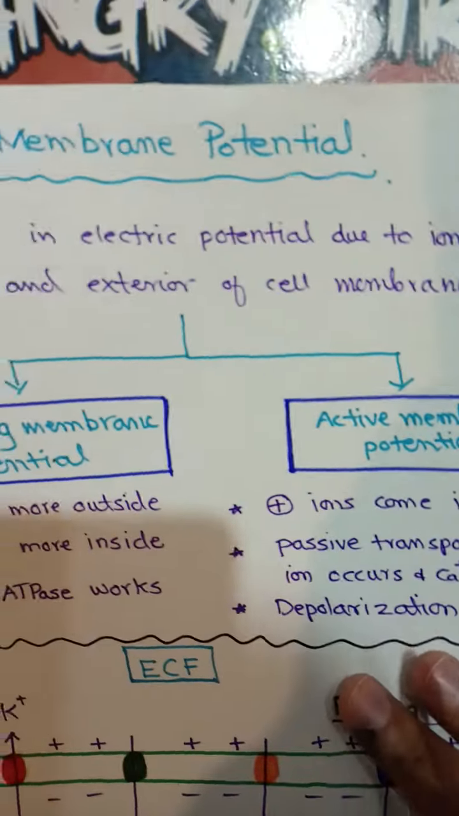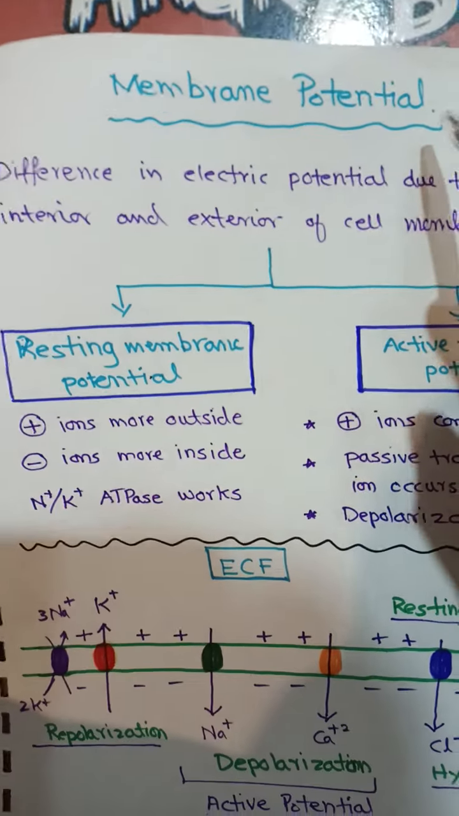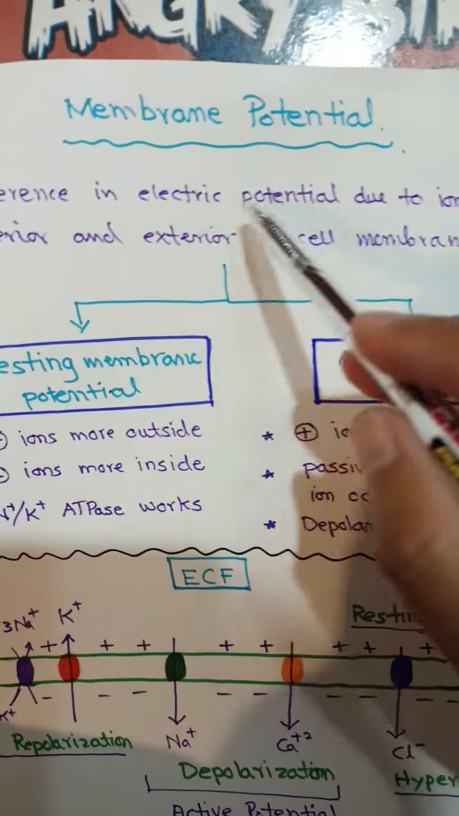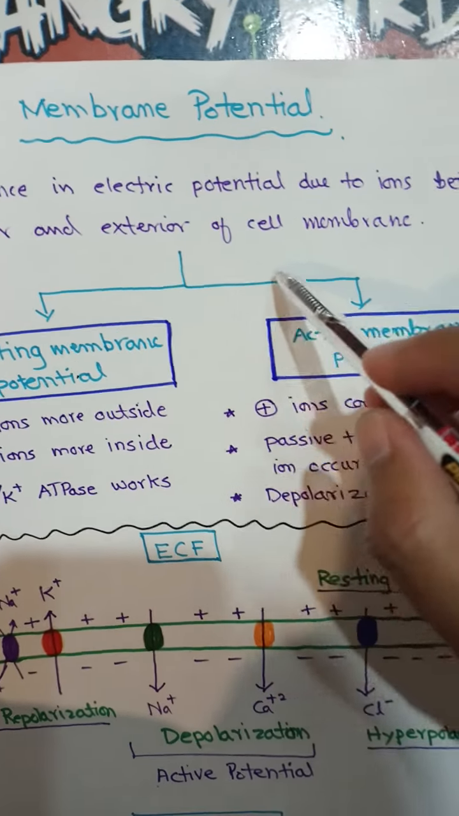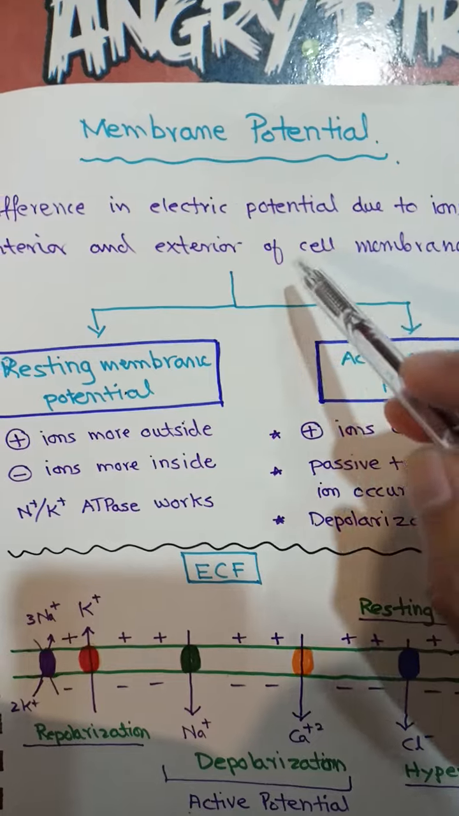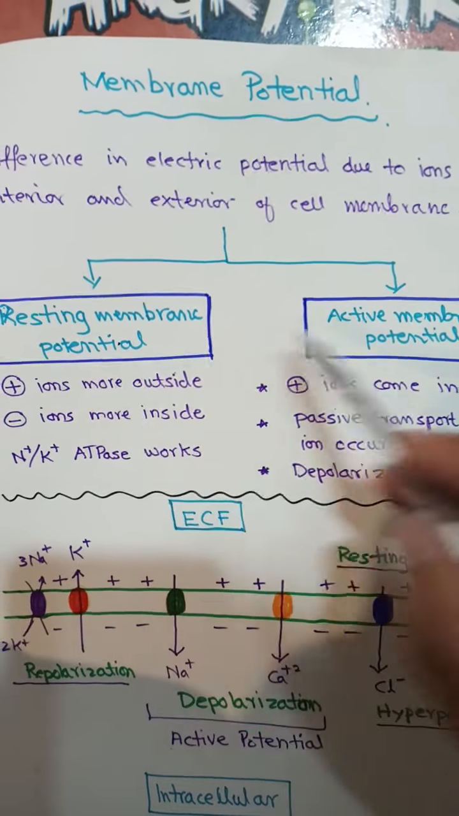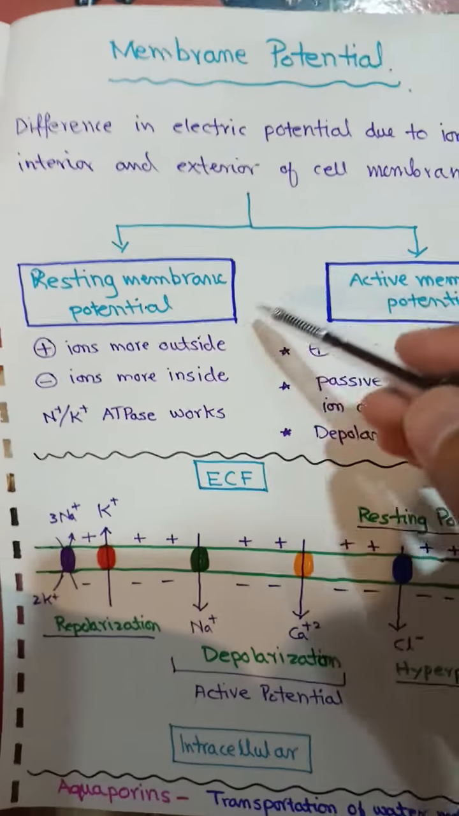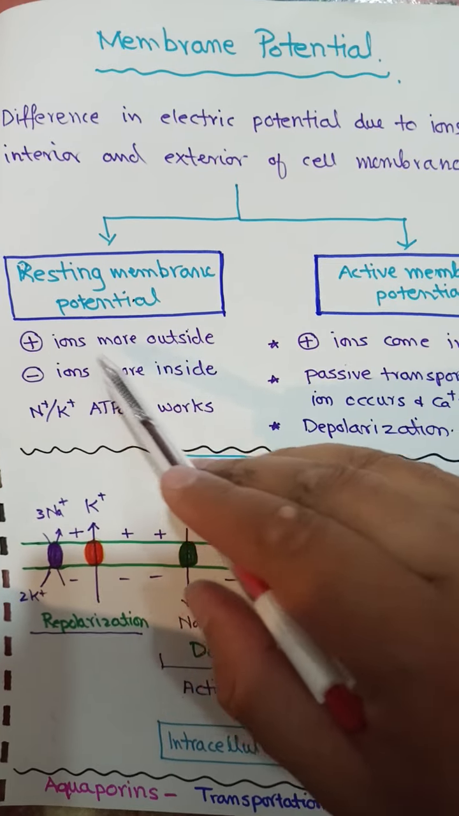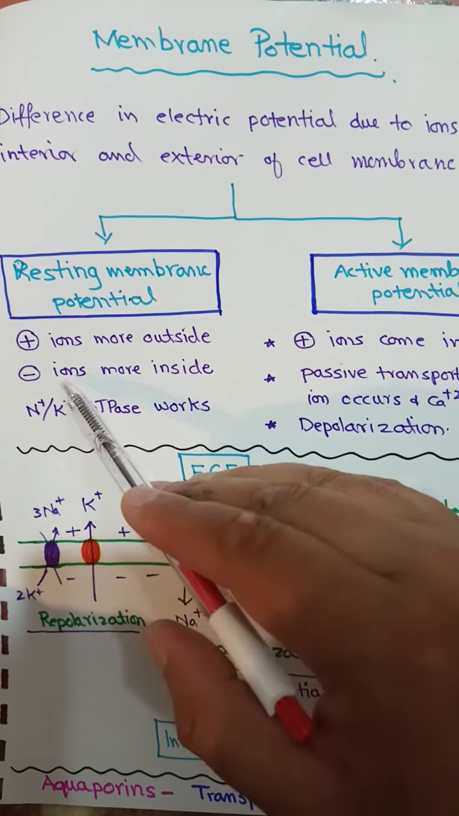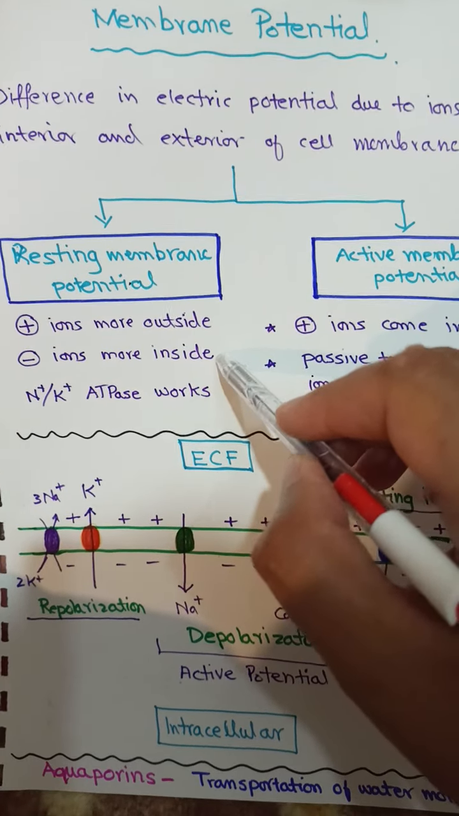The last topic of this lecture is membrane potential. What is the membrane potential? It is the difference in electric potential due to ions between the interior and exterior of the cell membrane. This difference causes the resting membrane potential and the active membrane potential. What is the resting membrane potential? In this case, positive ions are more outside, whereas negative ions are greater inside of the cell membrane.